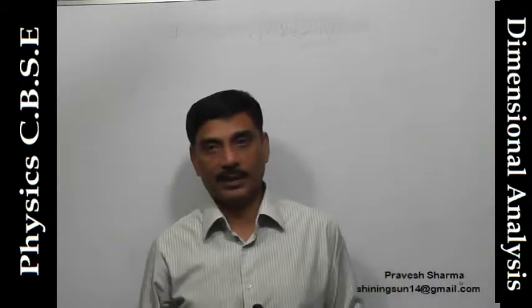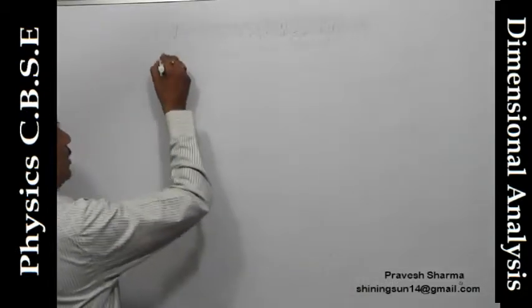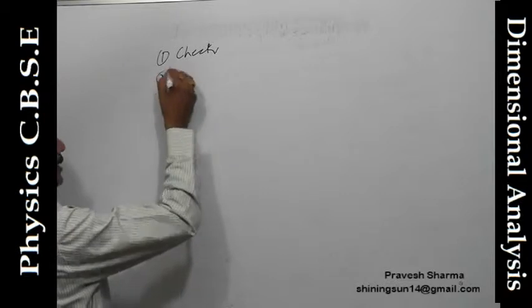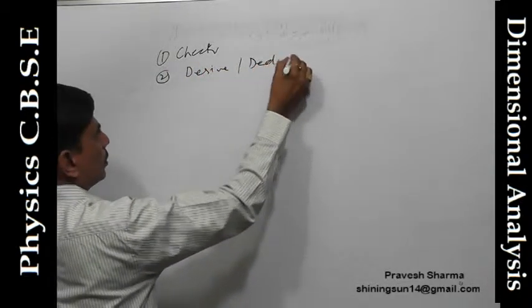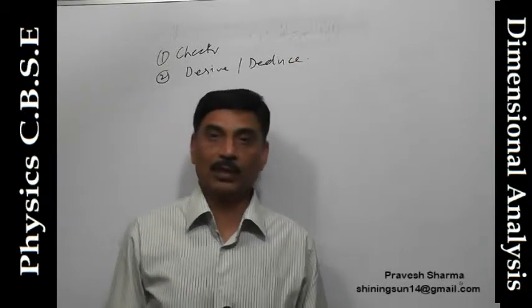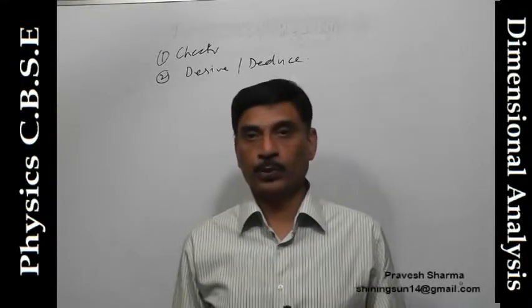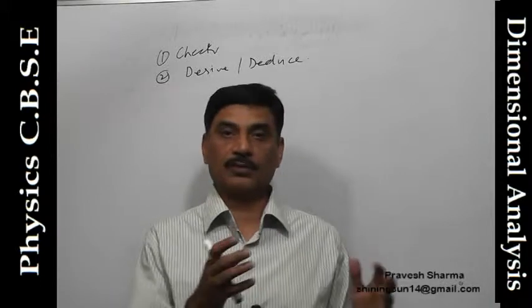In dimensional analysis, there are generally two kinds of questions which are asked. One kind of question uses the word check. The second is derive or deduce. When in the examination it is asked to check whether the equation or formula is dimensionally correct or not, then what you do is you find the dimensions of the RHS and you find the dimensions of the LHS.